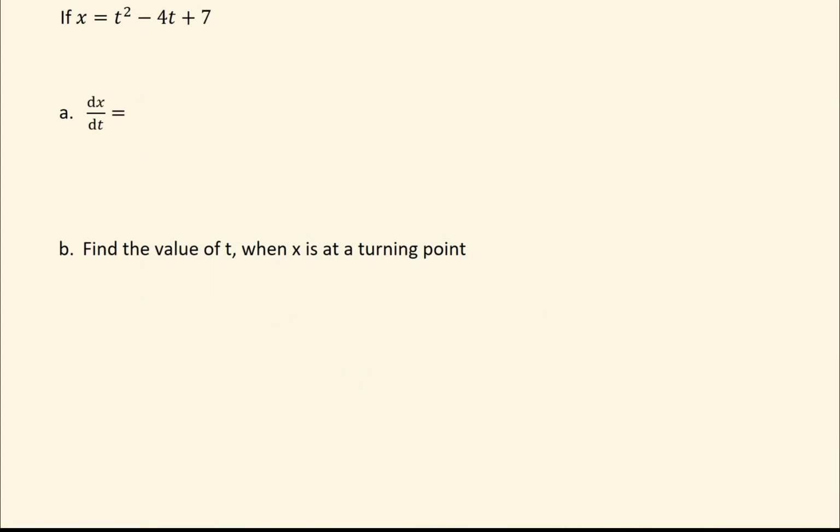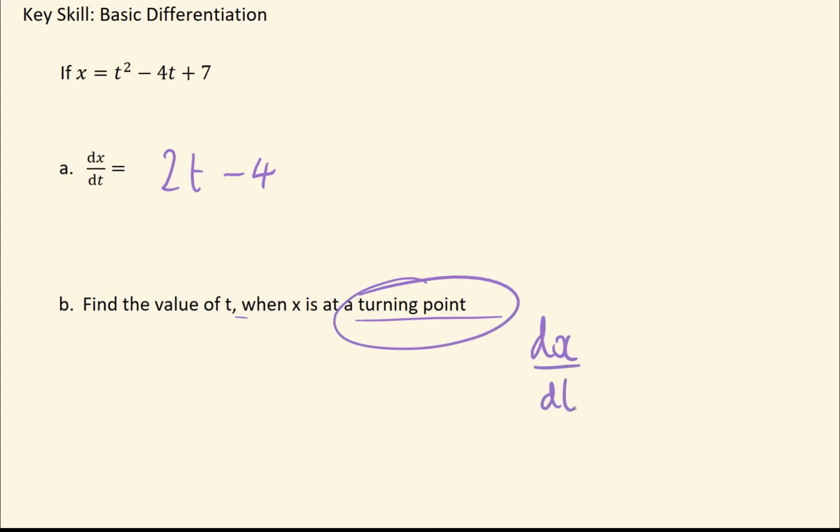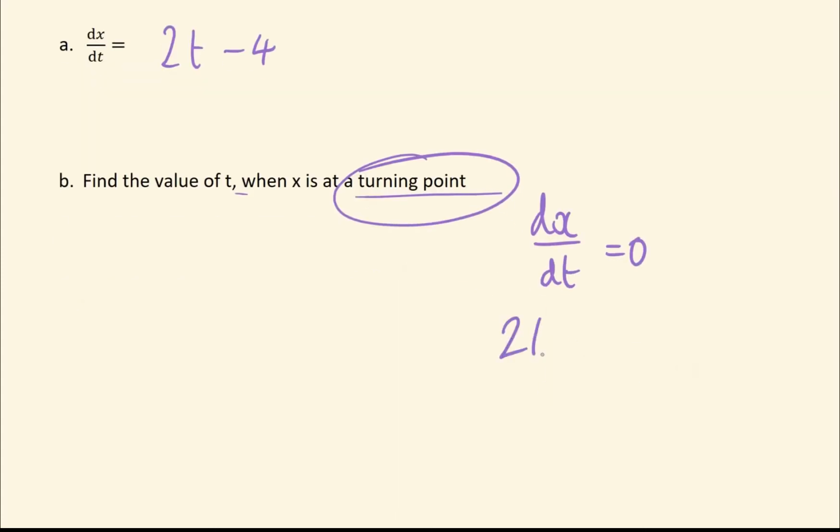So the thing we need to know is basic differentiation. Here, if x equals t squared minus 4t plus 7, differentiating that just goes to 2t minus 4. And then we want to find the value of t for when x is at a turning point. Whenever we see the phrase turning point, or minimum or maximum, that means dx by dt equals 0. So we're solving 2t minus 4 equals 0, and solving that gives us t equals 2.